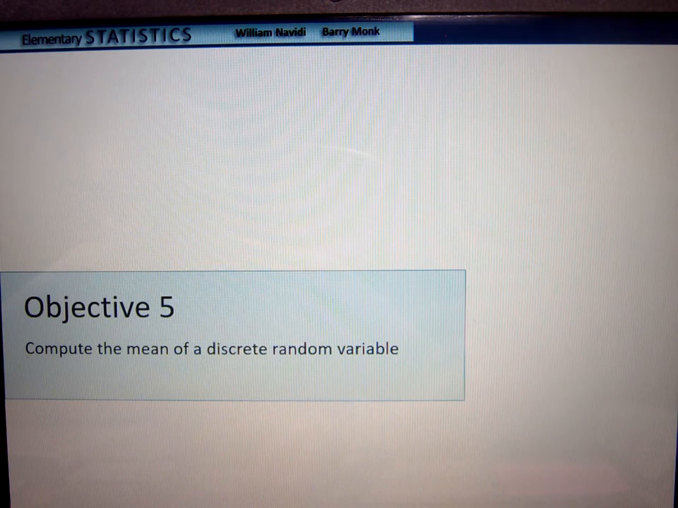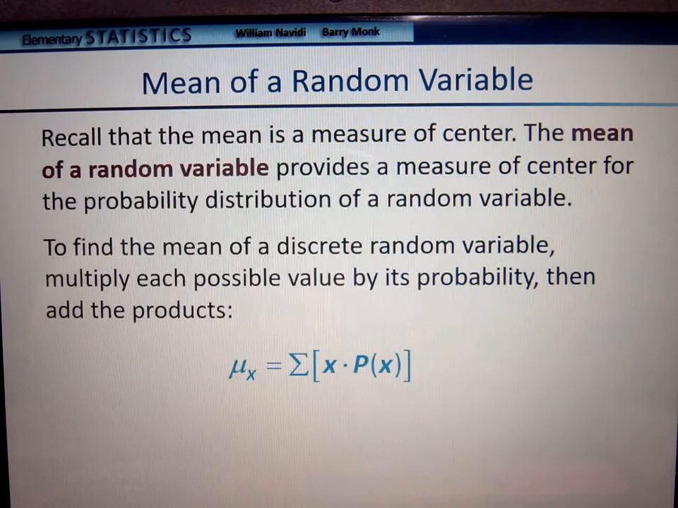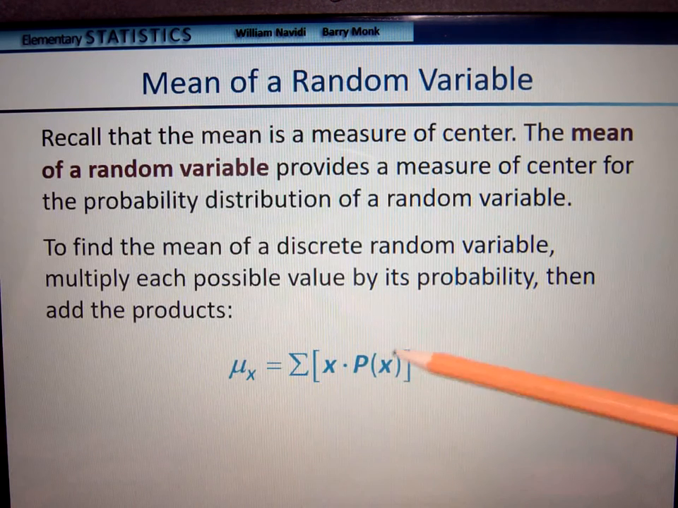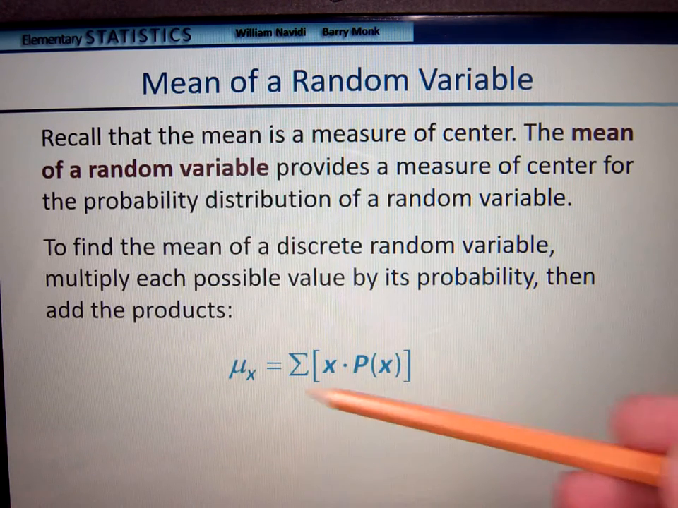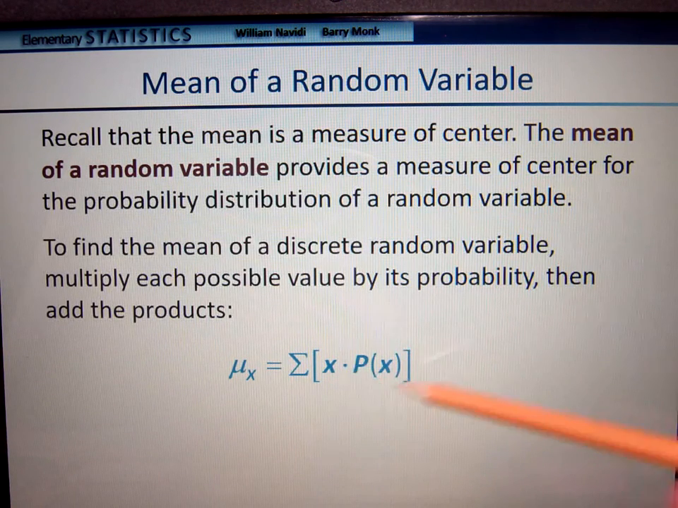All right, compute the mean of a discrete random variable. Now, the mean is a measure of center, remember. The mean of a random variable provides the measure of center for the probability distribution of a random variable. So to find the mean of the discrete random variable, we're going to multiply each possible value by its probability and then add the products. So notice before, we would just take the sum. Now we're taking the sum of what it is times its probability.